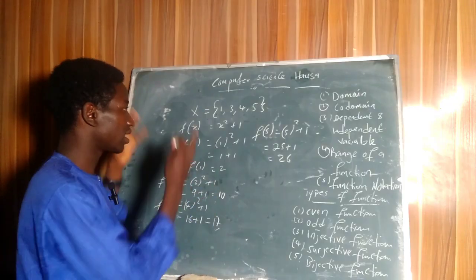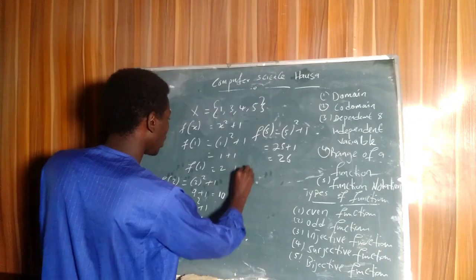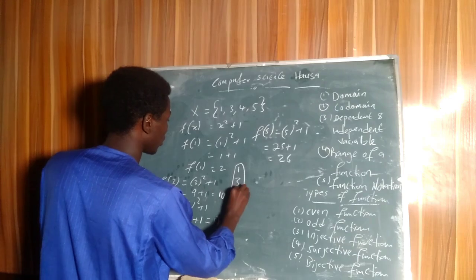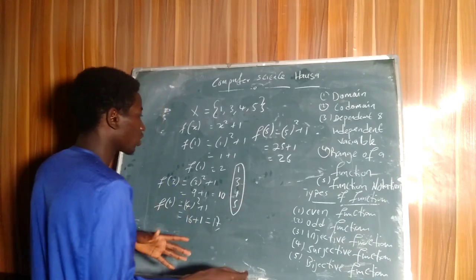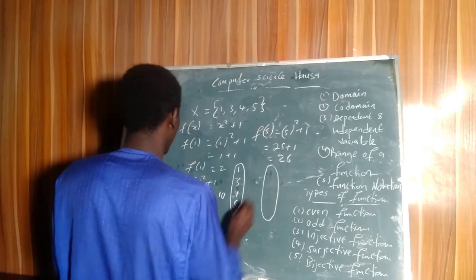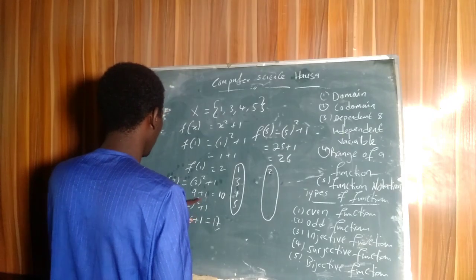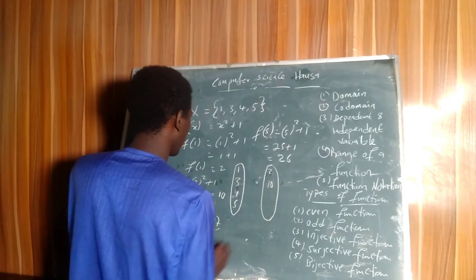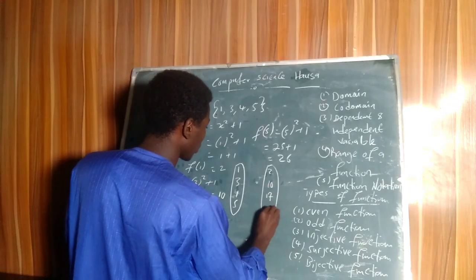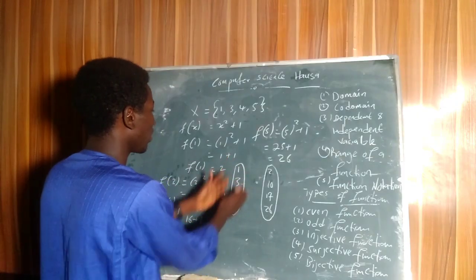Okay, now let me represent this in a map. So for example, wannan set ɗin zan zo in ce ina da shi a haka, na sa 1, 3, 4 and 5, and then the set of output ɗina sai kasance is what? Is 2, and then here is 10, and then here is 17, and then 26. To kamar yadda kuke gani, wannan shine abin da ake cewa what?